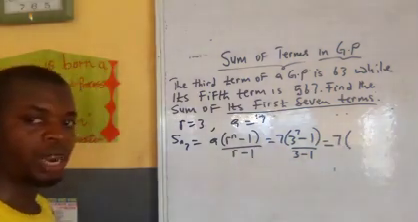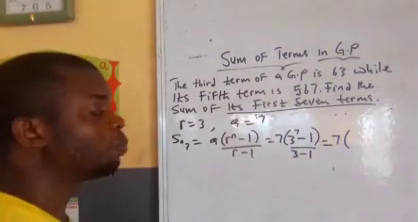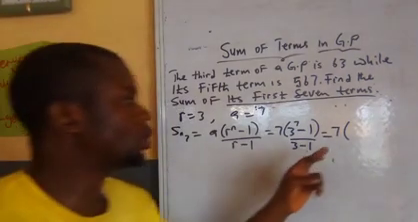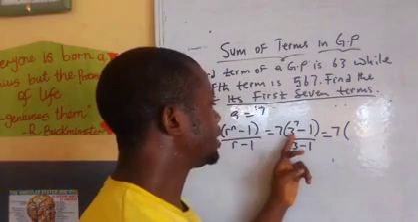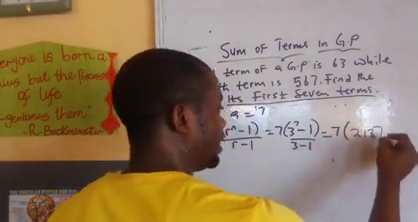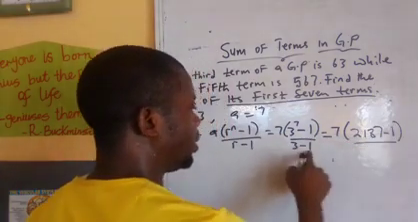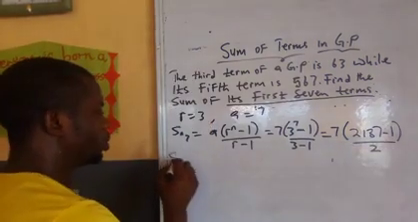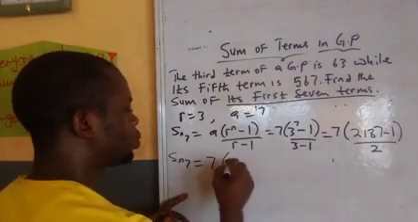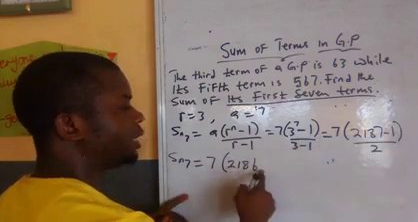So what are you going to do now? You are going to do 3 times 3 times 3 in 7 places. 3 raised to the power 7 is going to give you 2187. Minus 1, over 3 minus 1 which is 2. So the sum of 7 terms is going to give us 7 bracket 2186, that is 2187 minus 1, over 2.